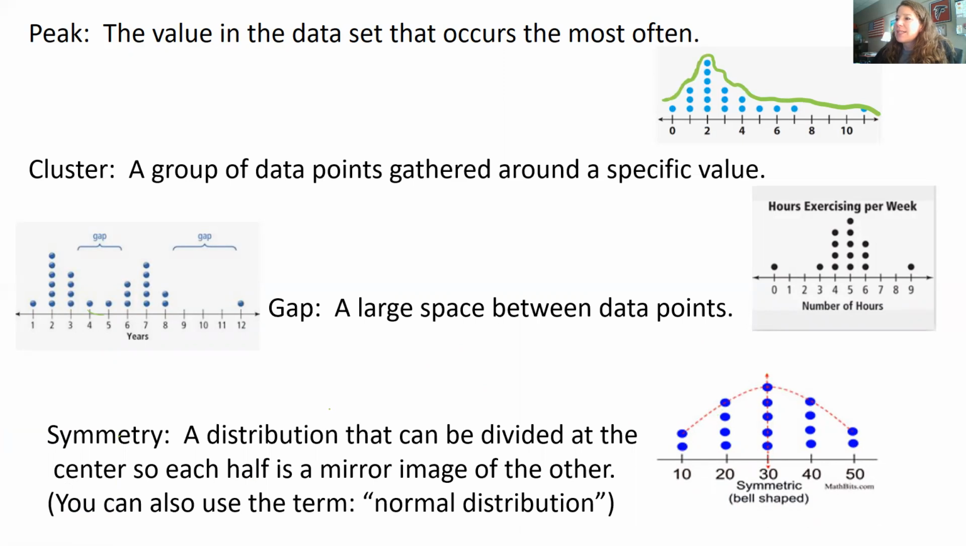So it says a distribution that can be divided at the center so that each half is a mirror image of the other. So this is very symmetrical. It looks exactly the same on both sides of the peak. Now, it doesn't always have to look like a mirror image.